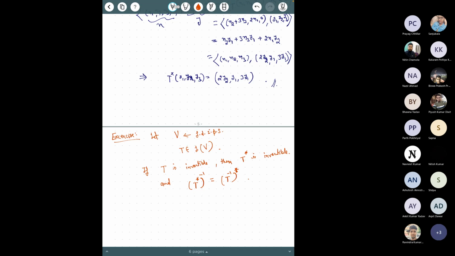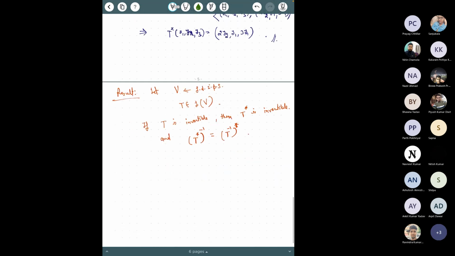So then again I will remove this as an exercise. I will prove this as a result. All right. So we have to prove that since T is a linear operator, we know that T star exists because V is finite dimensional. We just have to show that T star is also invertible.